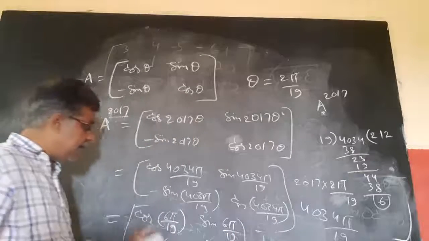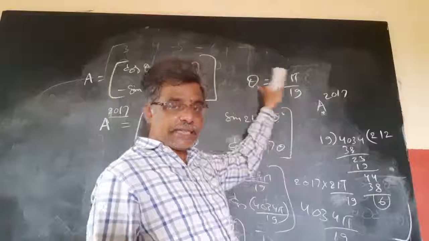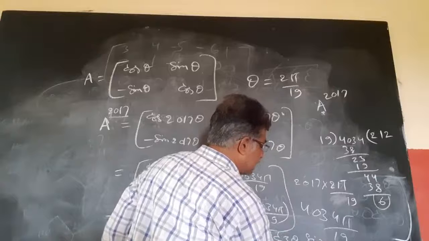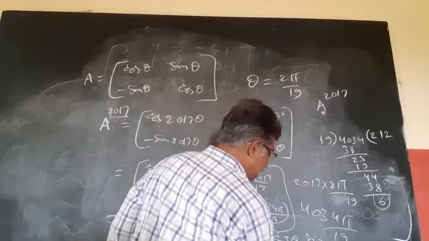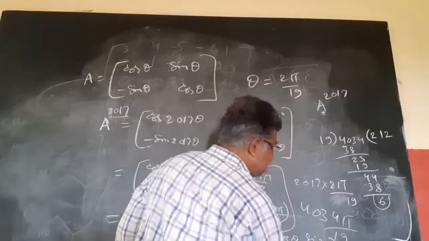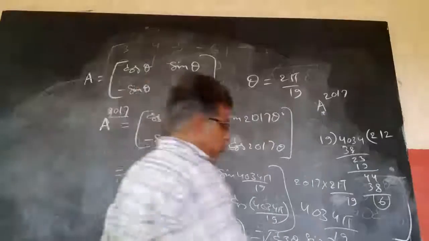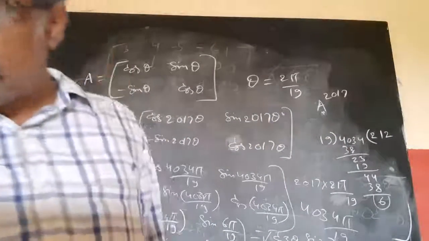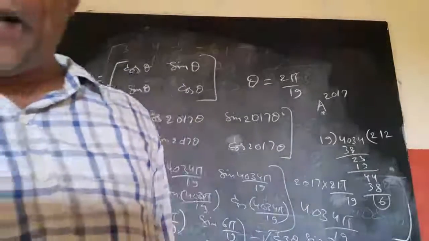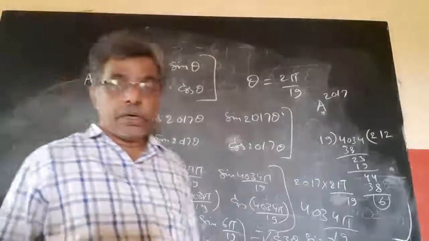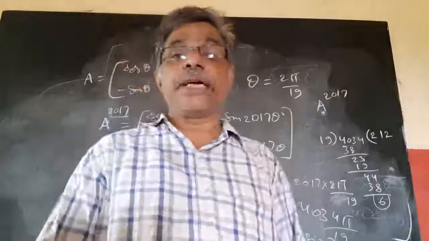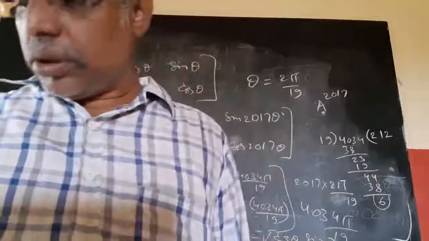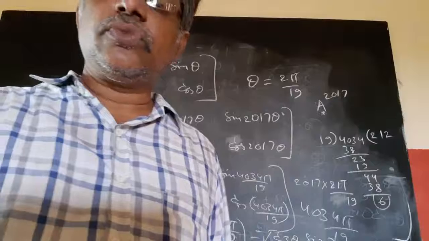Now 6 pi by 19 is 3 into 2 pi by 19, which is nothing but 3 theta. So we got cos 3 theta, sin 3 theta, minus sin 3 theta, cos 3 theta, which is nothing but A cube only, from the previous result. So your answer should be A cube. He is giving options as A cube, A power 5, I. So your final result is A cube, which means option B. This is given in 2017. Enough for today.